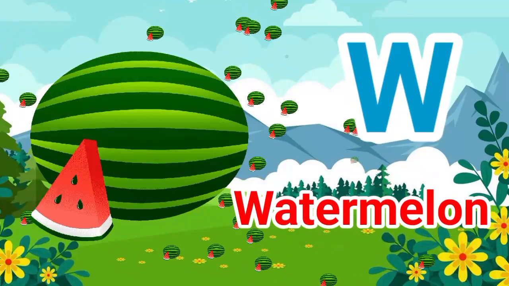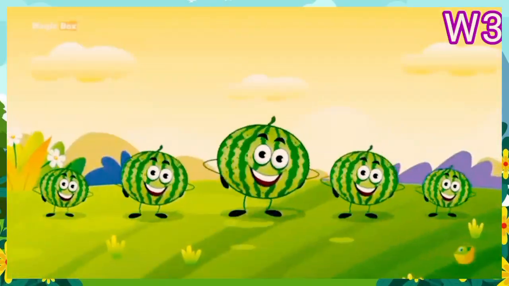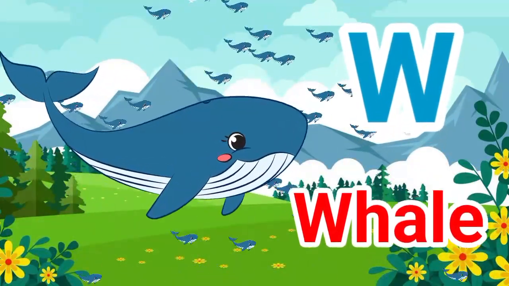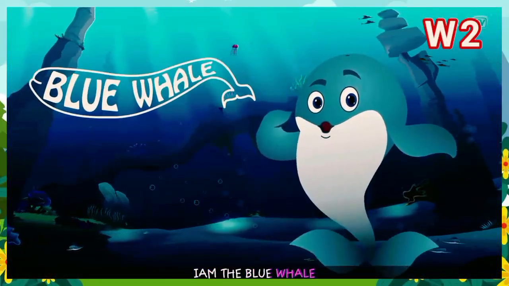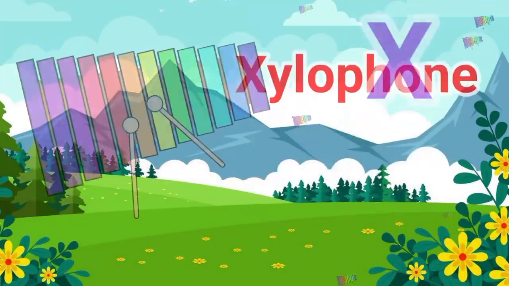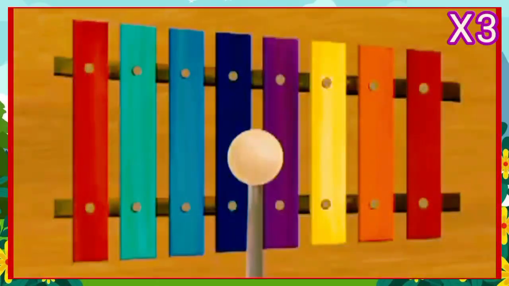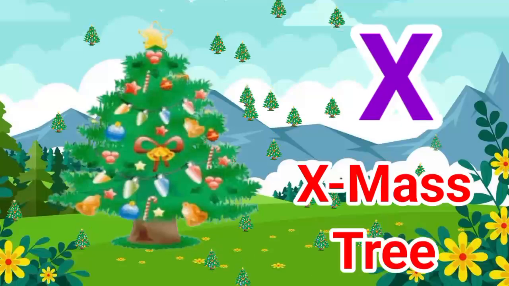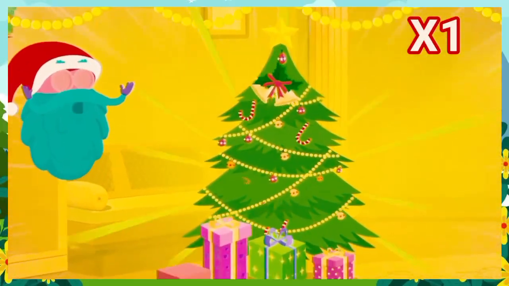W for watermelon. Watermelon means tarbuz. W for whale. Whale means whale. I'm the blue whale. I'm big. X for xylophone. Xylophone means vadhyantra. Notes. Do, Re. X for Xmas tree. Xmas tree means Christmas ka ped. Jaisa Christmas tree aaj hum dekhte hain, waisa hi hota chala gaya.